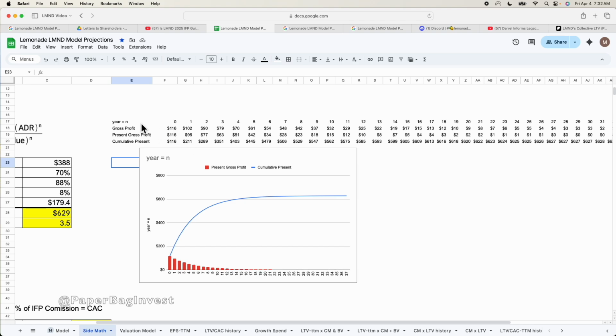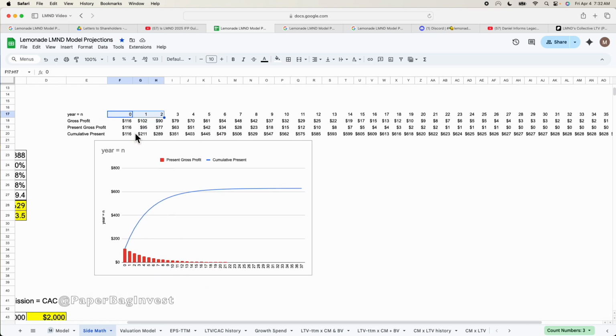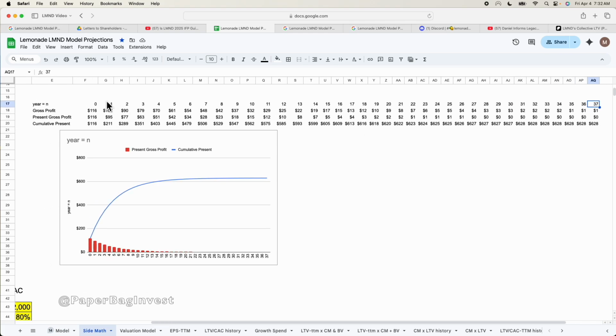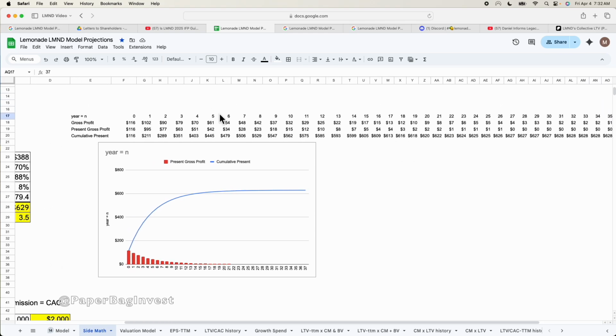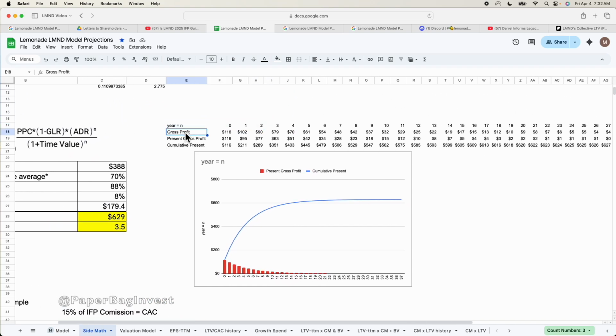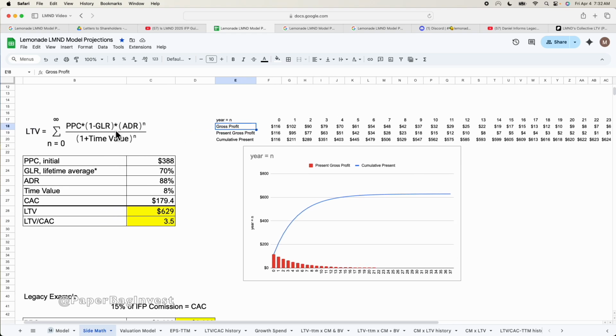So it starts at year zero, and there's a bit of a graph here as well. It starts from year zero, or right now in time, all the way out to year 37, which would actually be 38 because we start at n equals zero. So I have about 38 years of time here, which is n in this equation. And then on this line, gross profit, I put in the top of the equation here.